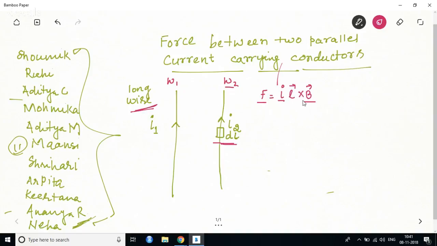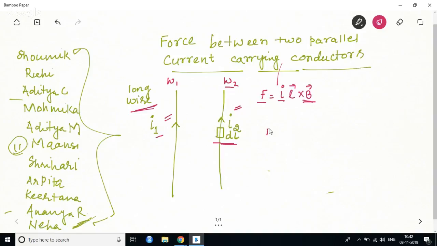So what about this B? I told that this B is the external magnetic field. What do I mean by external magnetic field? It means the field created by some other magnetic object. So see here, when this wire W2 is kept in the vicinity of the second wire W1, which is a current carrying conductor, this wire W1, due to its current I1, will create some kind of magnetic field.